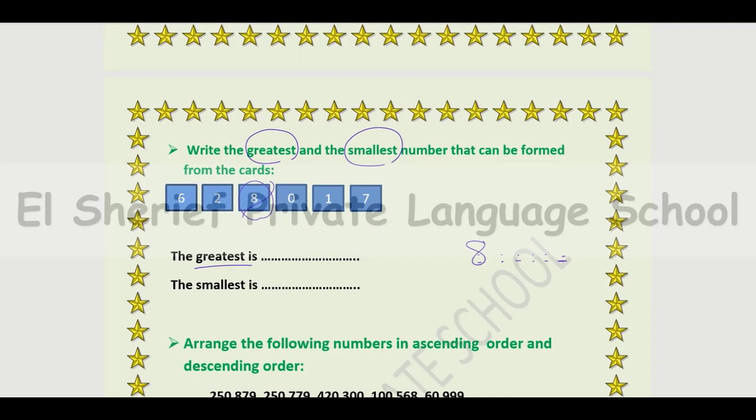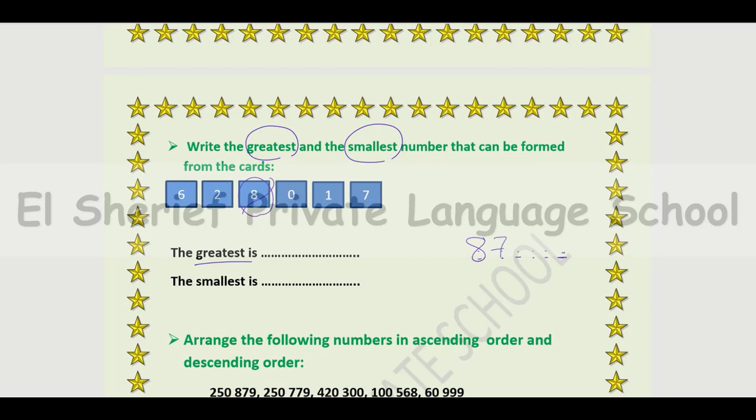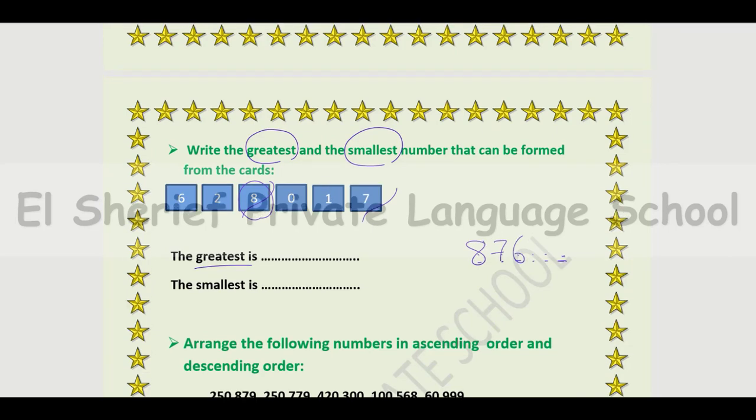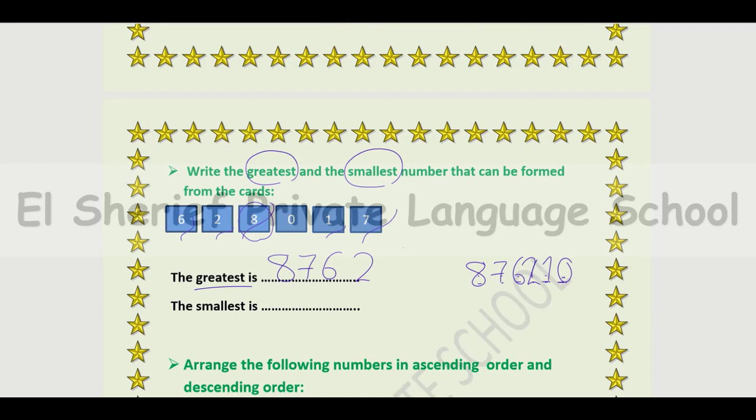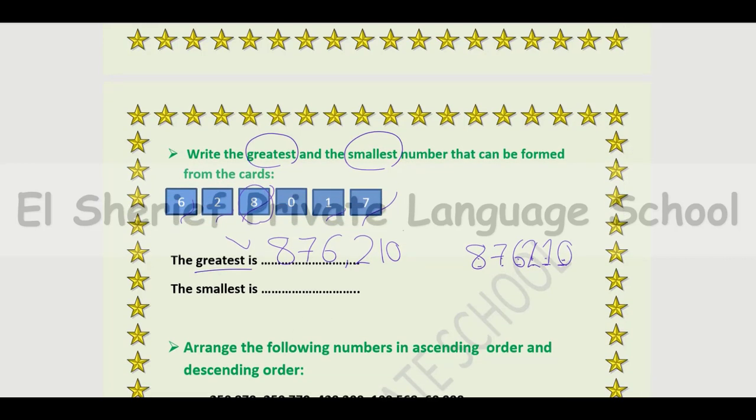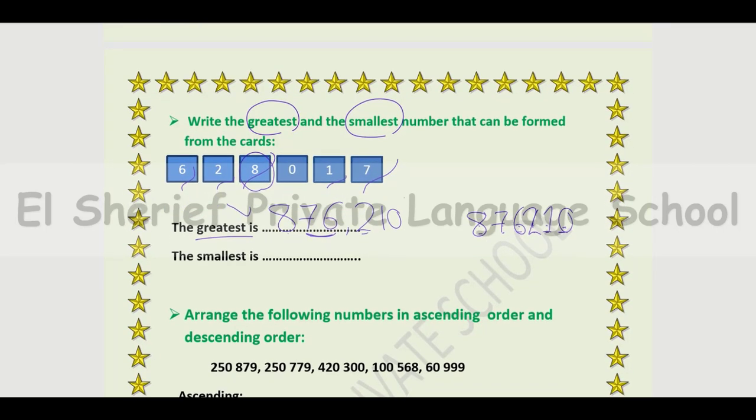Then the greatest number in our cards is 7, so write 7 and cancel it. Then we have 6 and cancel. We have 2 and 1, and the last card we have 0, so we can write our number here. I think we can read this number now. Start from the left, 876,210. Now we have to write the smallest number.